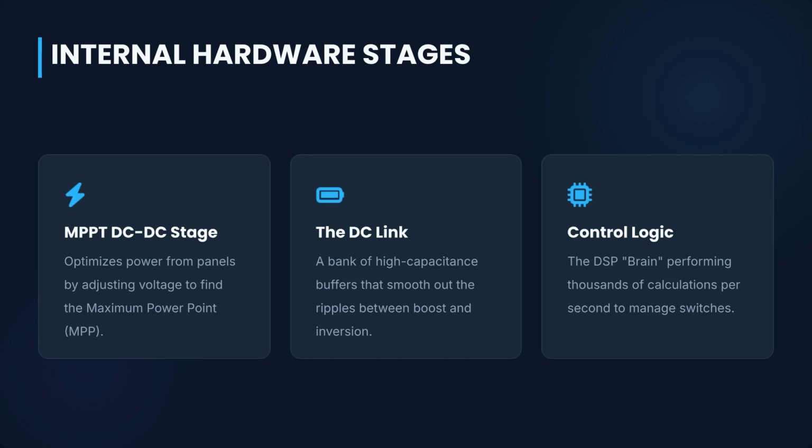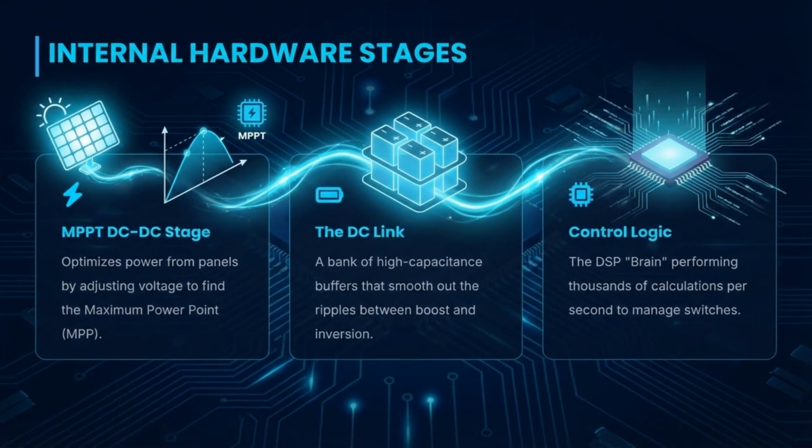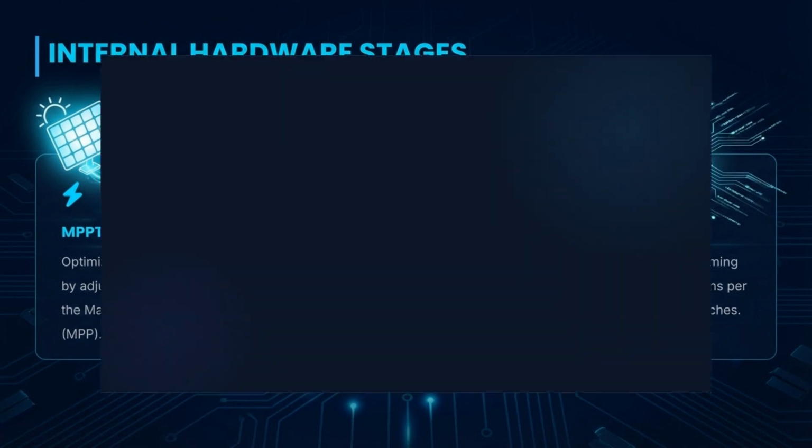Next, the DC link smooths out ripples using high-capacitance buffers. Finally, the control logic, or DSP brain, manages all the high-speed switching. This visualization illustrates the flow through the maximum power point tracking, the smoothing DC link, and the intelligent control logic.